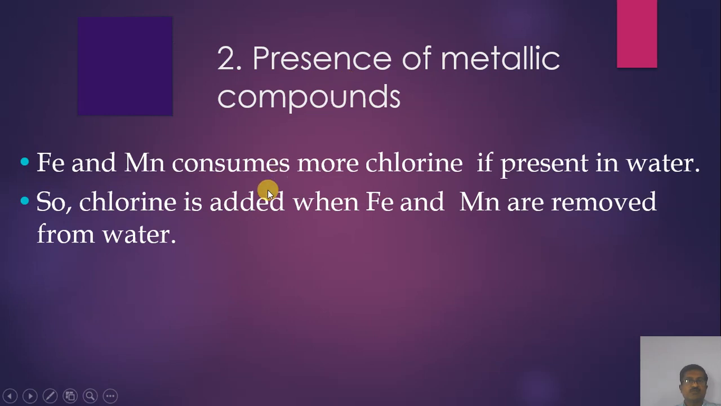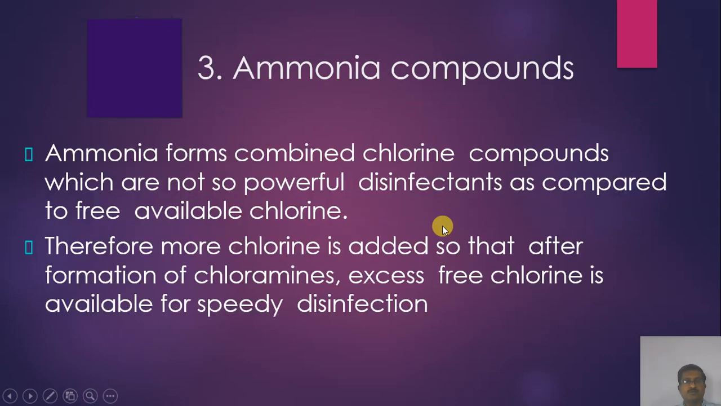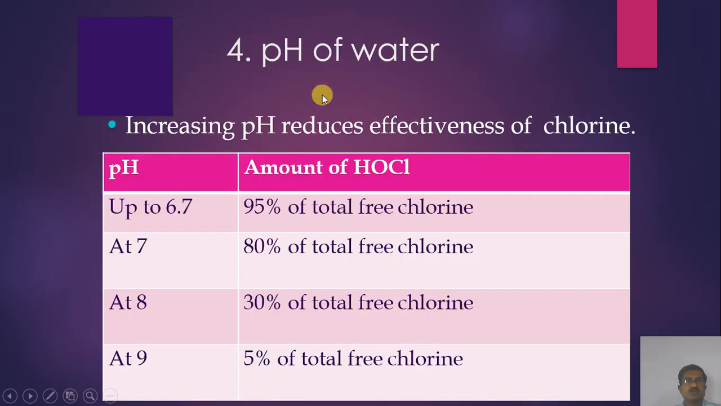Presence of metallic compounds. Fe and Mn consume more chlorine if present in water. So chlorine is added when Fe and Mn are removed from water. Ammonia compounds. Ammonia forms combined chlorine compounds which are not as powerful disinfectants as free available chlorine. Therefore, more chlorine is added so that after formation of chloramines, excess free chlorine is available for speedy disinfection.